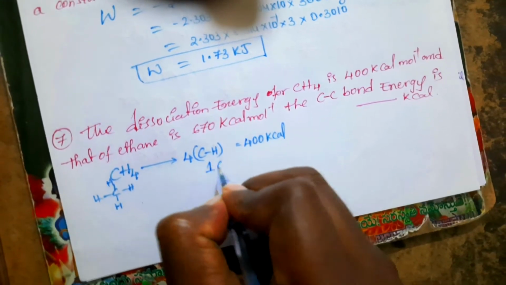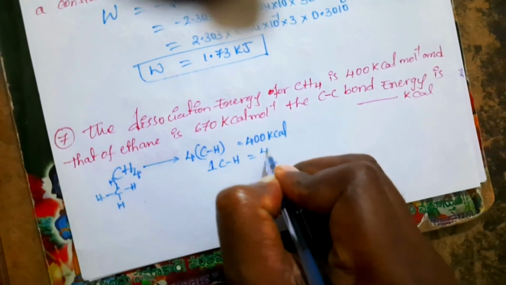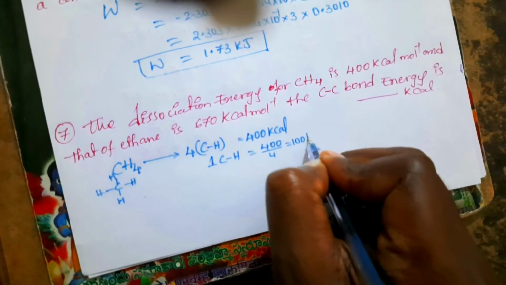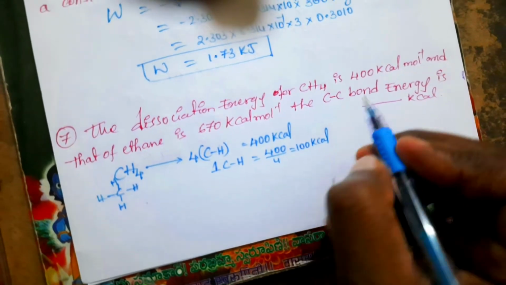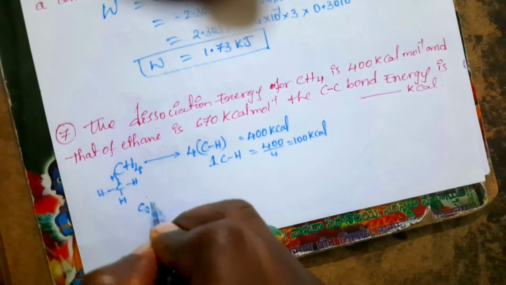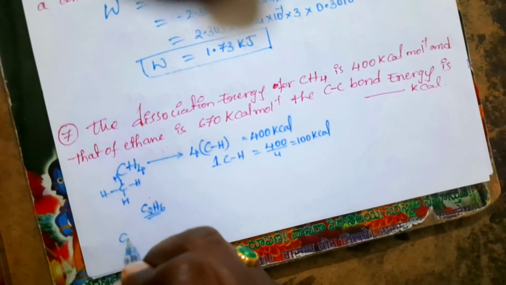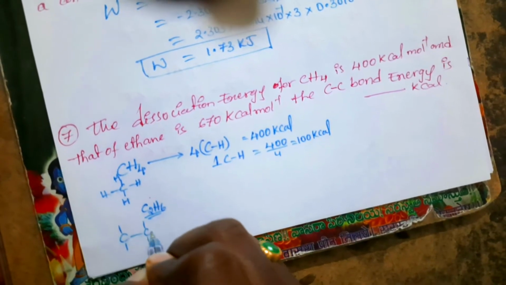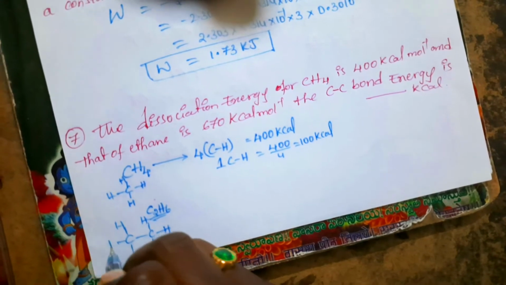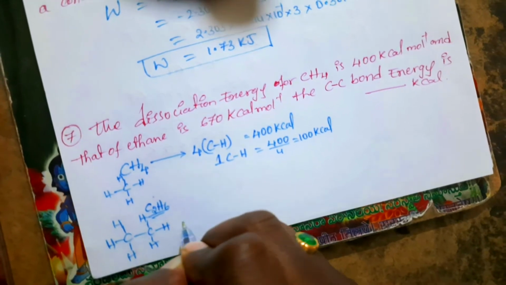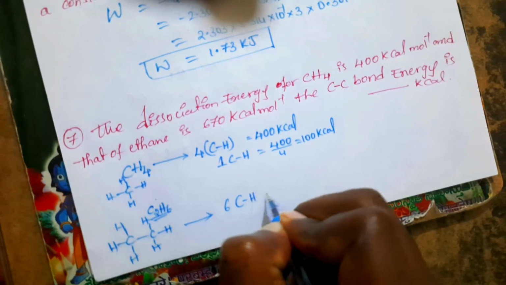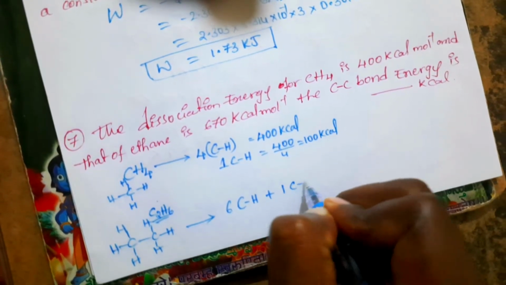For 1 C-H bond it will be 400 by 4, that is 100 kilocalories. Now what are they asking still? Ethane they have taken, that is C2H6. Ethane consists of C-C bonds as well as C-H bonds. In ethane, how many C-H bonds are there? 6 C-H bonds are there. Whenever it is dissociated, we will get the 6 C-H bonds plus 1 C-C bond.